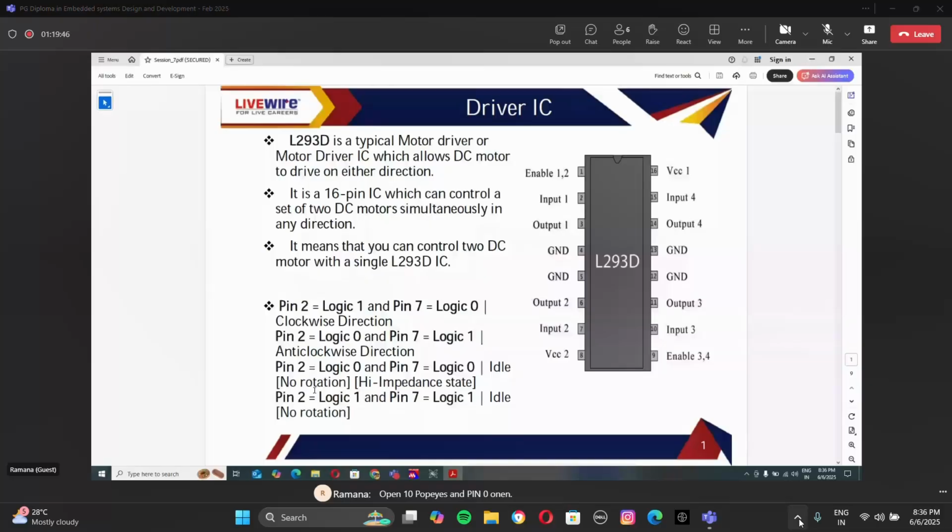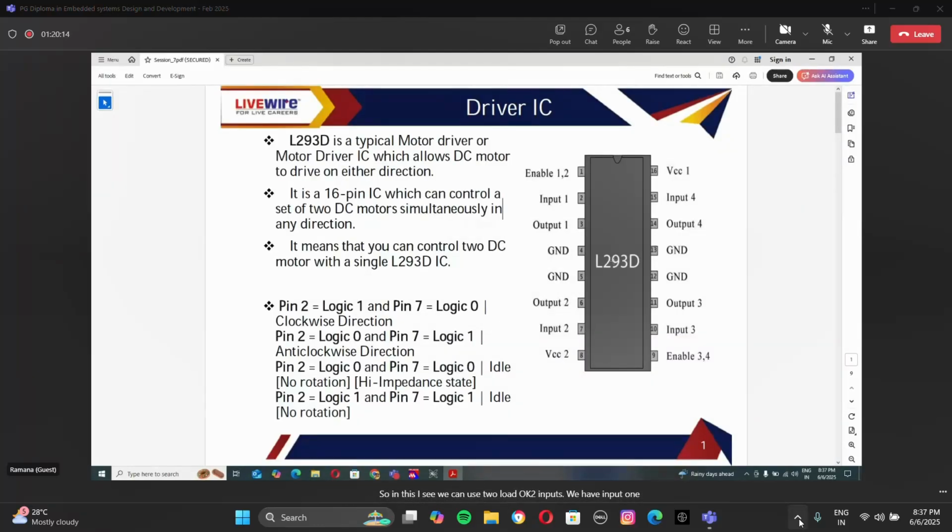And if you give pin 2 and pin 7 as 0 0, it won't rotate, it will be idle. Same, if you give pin 2 and pin 7 as 1 1, then it will be idle. So it won't run. Okay. So in this IC we can use two loads. Two inputs we have, input 1, input 2. Second pin and 7th pin for one input.